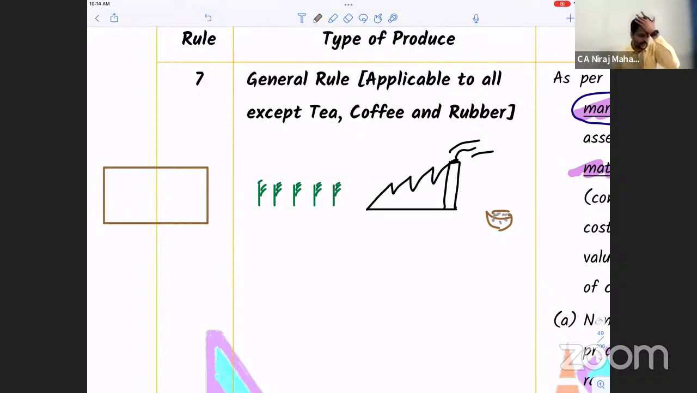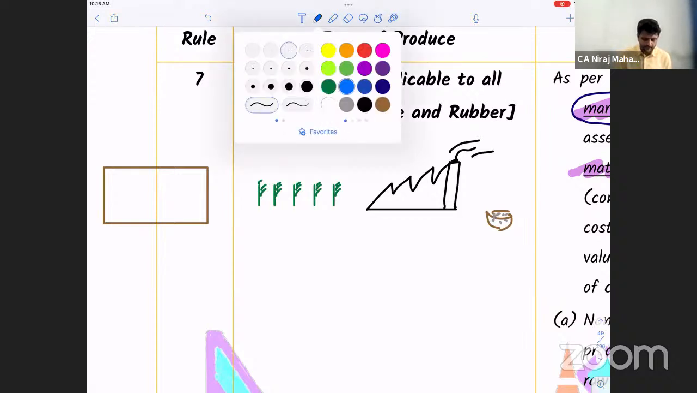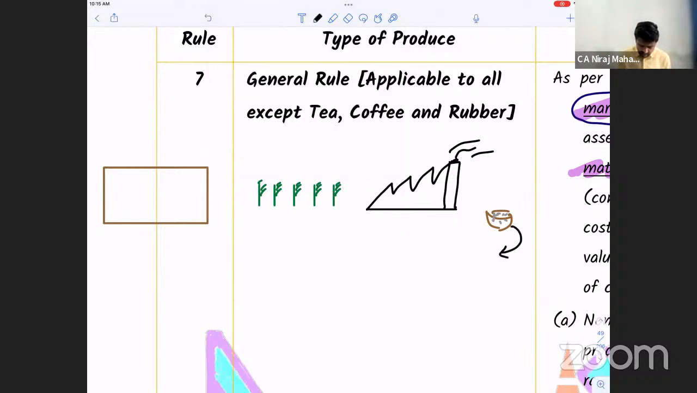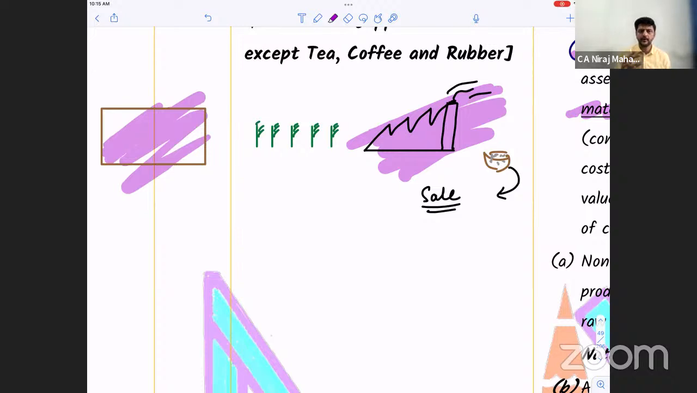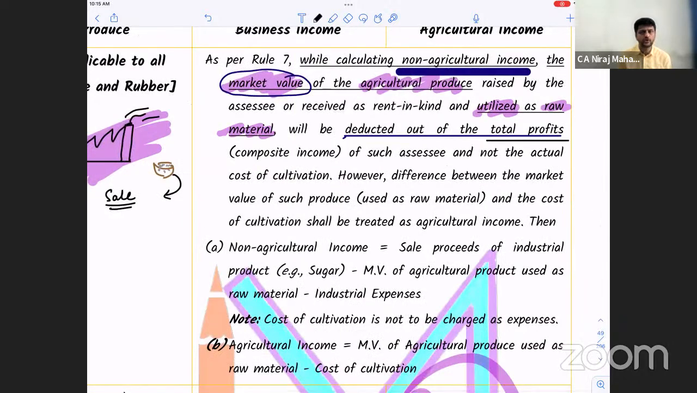We obviously will be getting jaggery also, but first we have sugar. The ultimate product is what? Sugar. Now, where will I get my net profit? By the sale of sugar. What will I get? Gross income minus manufacturing income. Agree till here? I also have my cost of cultivation here. But do I have a standard fixed percentage between business and agri? No. So from the total profits, what do I reduce?